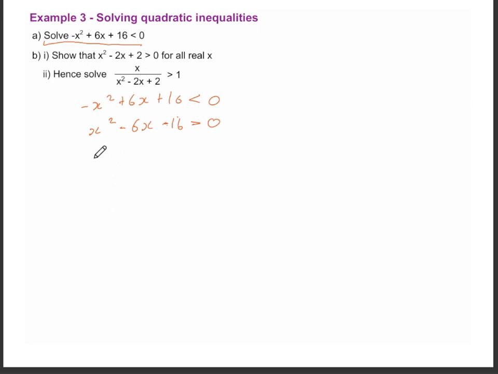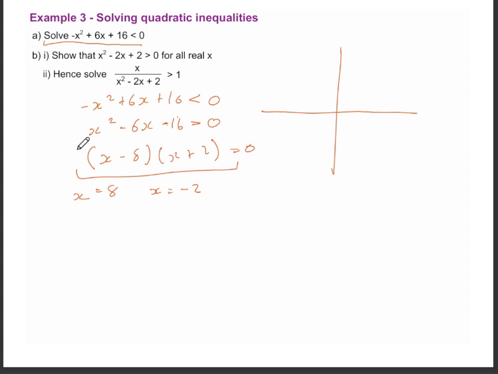Then we can sketch this curve, and we can do it by factorizing. So (x - 8)(x + 2) = 0, remember? And this would give us our two x-intercepts as x = 8 and x = -2. And so we would have our sketching. Remember, this is going to be a U-shaped curve because it's positive. Remember, we changed it into a positive, where our intercepts are at -2 and positive 8.